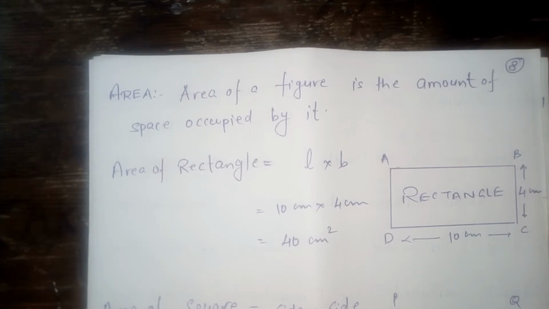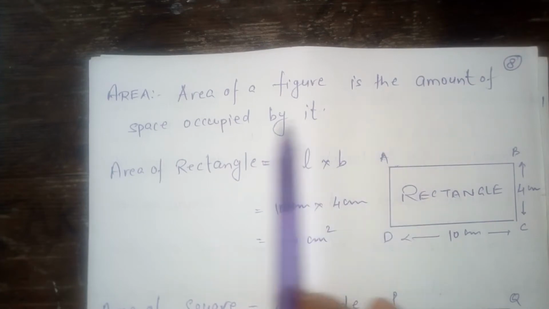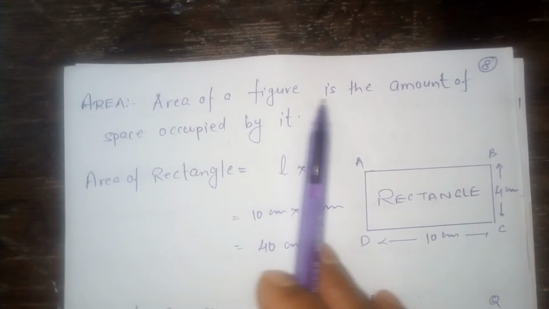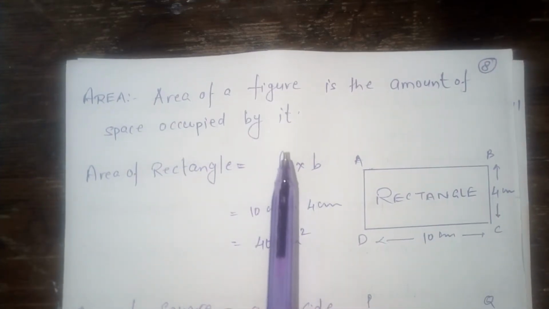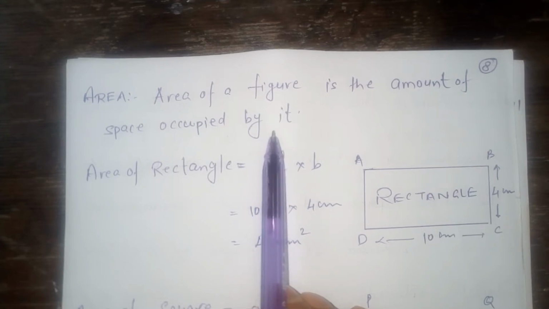Now today we will discuss some problems related to area. Okay, my dear students, in this question first we will discuss what the meaning of area is. The area of a figure is the amount of space occupied by it, or in other words, the space occupied by any object is called its area.